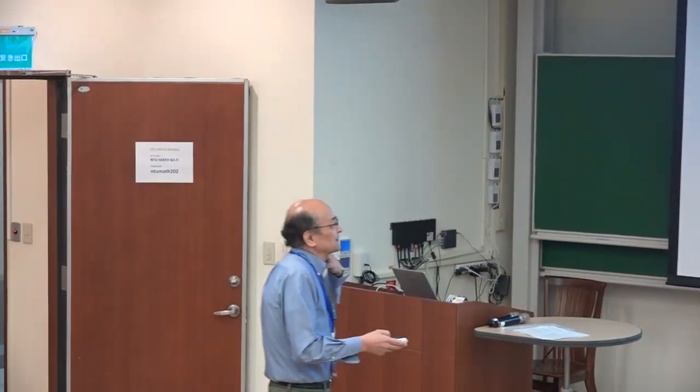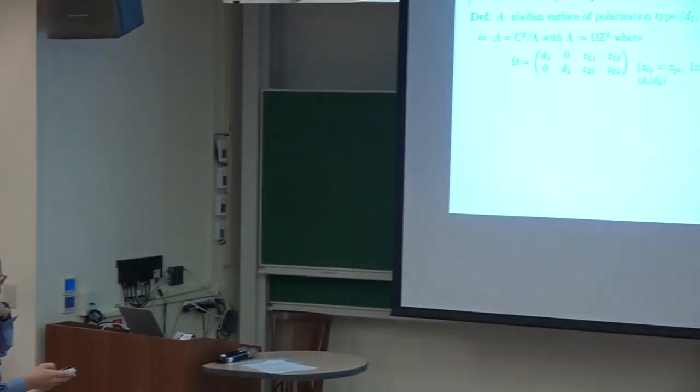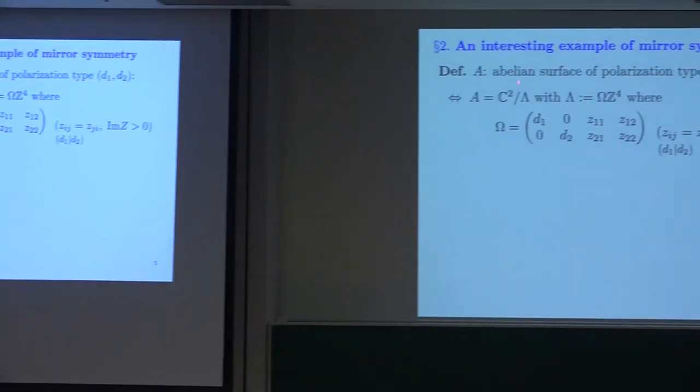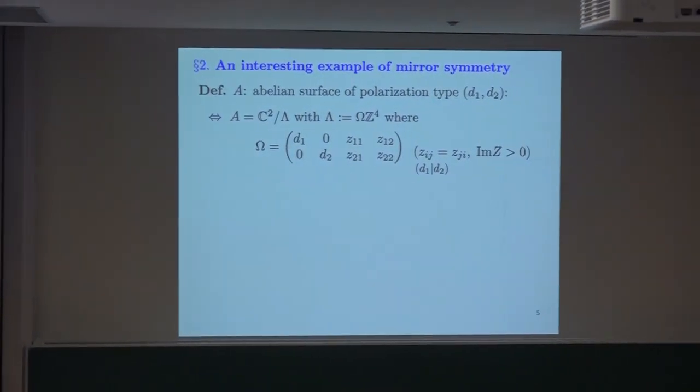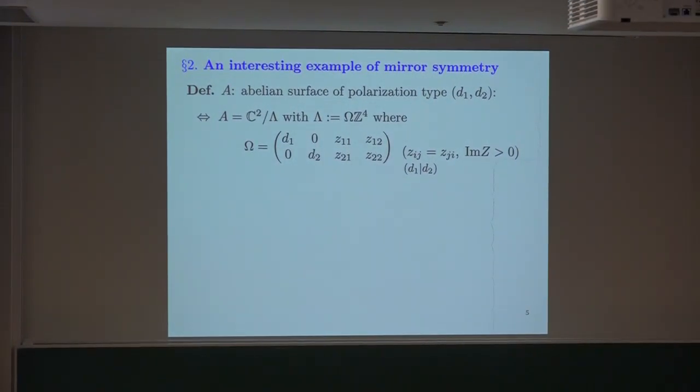So this is one interesting example. For a moment, just forget about the Calabi-Yau manifold and think about the embedding problem of abelian surfaces. Abelian surfaces get classified by the so-called period matrix. I write here omega.